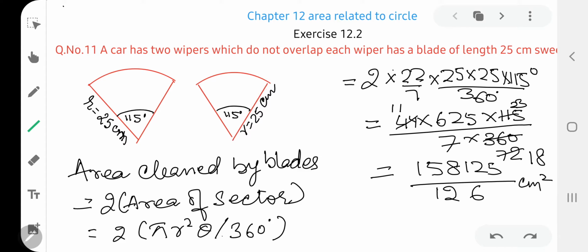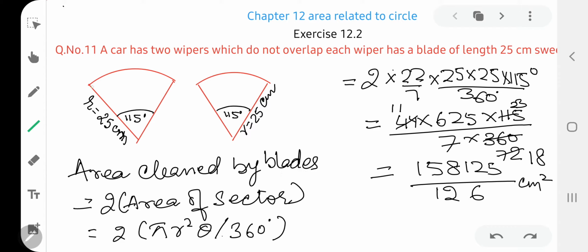So he is giving us that there are two wipers and the length of each wiper is 25 centimeter, and children, they sweep in the shape of a sector making an angle of 115 degree at the center. So he wants us to find out the area cleaned by blades. Please don't miss the letter S in blades.